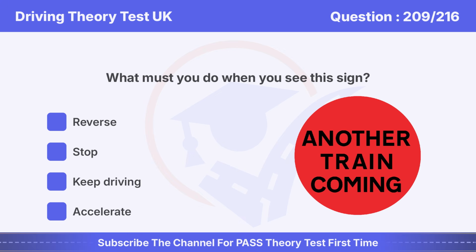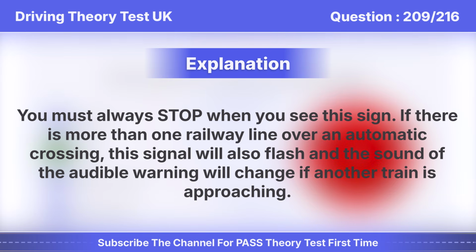Question 209. What must you do when you see this sign? Answer is B. Stop. You must always stop when you see this sign. If there is more than one railway line over an automatic crossing, this signal will also flash and the sound of the audible warning will change if another train is approaching.